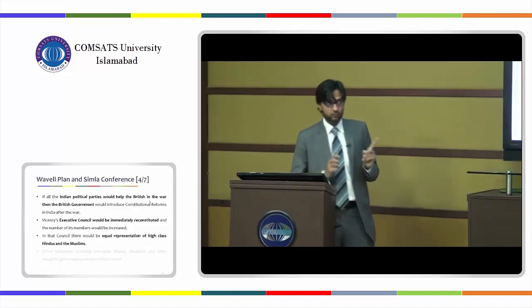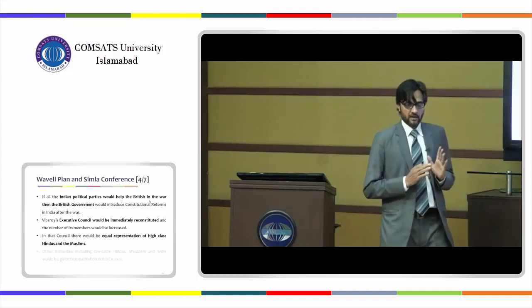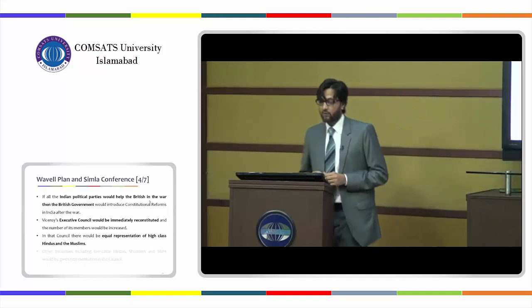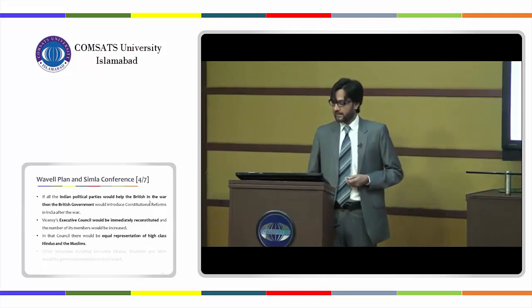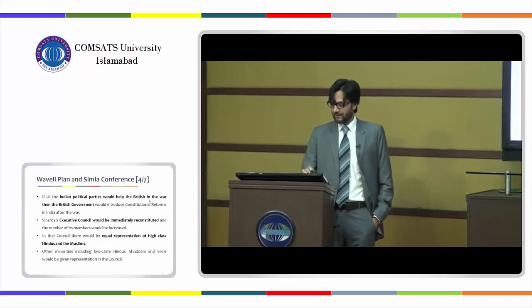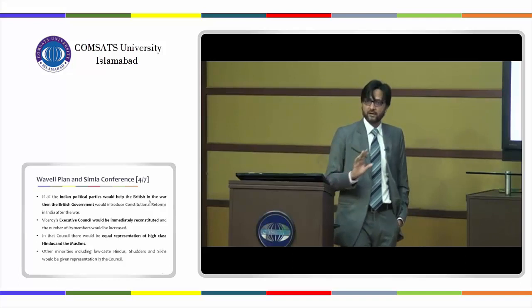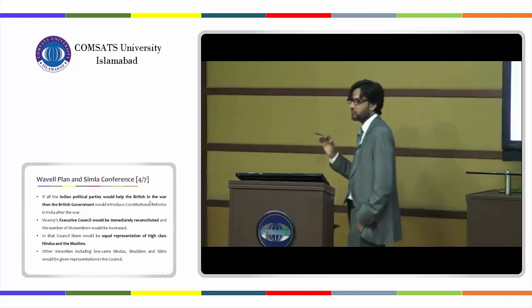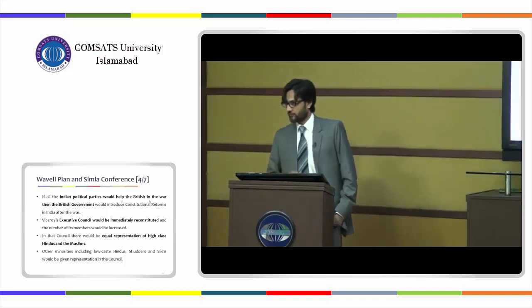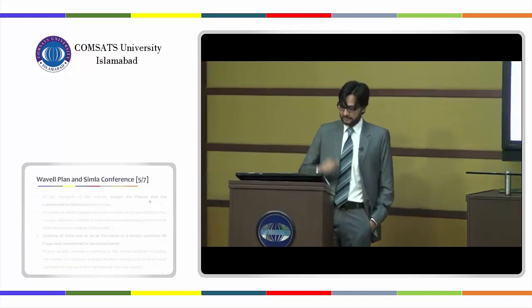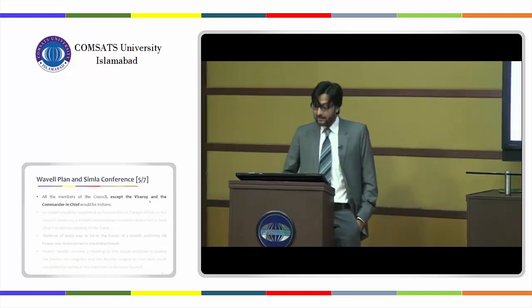Muslims, like high-class Hindus, the Brahmans, right, and the Muslims, they would be given equal representation in the Executive Council of the Viceroy, right? And then other minorities, you might call it, low-caste Hindus, Shudras, Sikhs, they would also be given representation in the council, so the minorities would not be ignored, but the upper-class Hindus and the Muslims would be given equal representation, right? This was another scheme, or this was another carrot which they were offering to the Indians, right?